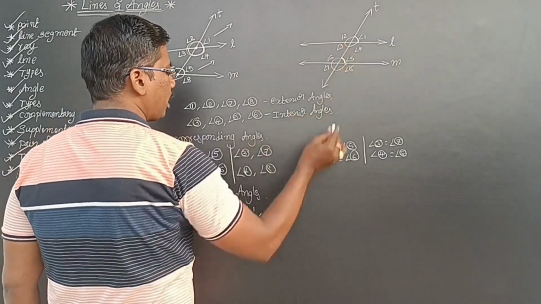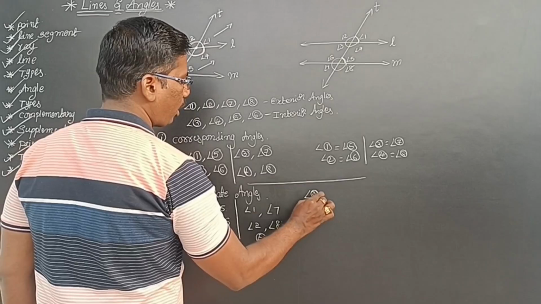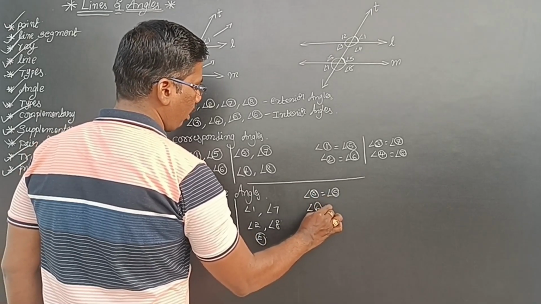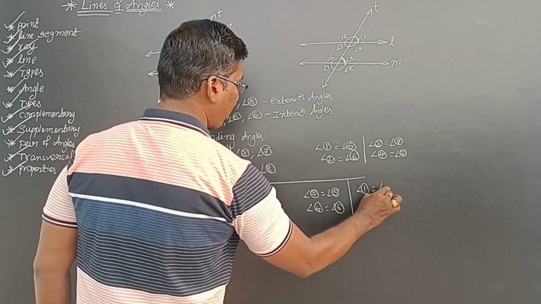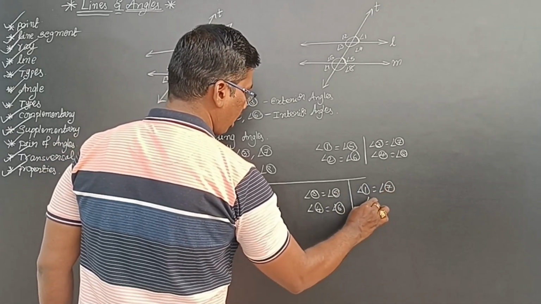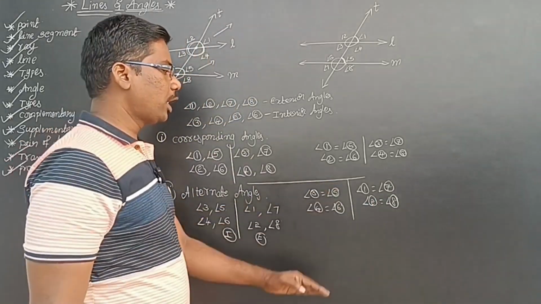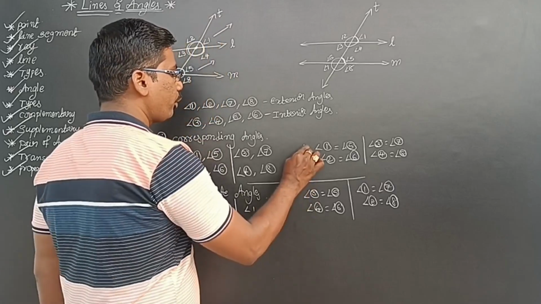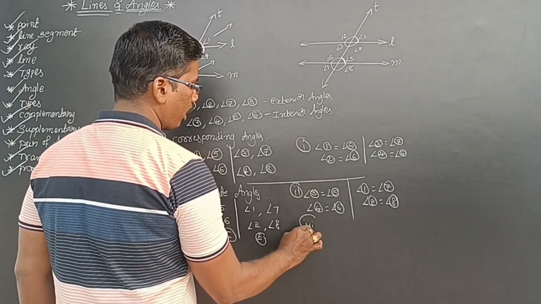Next, alternate angles are equal. Alternate interior angles are equal, and alternate exterior angles are equal. This is the first point, and this is the second point. Next, the third point is most important.